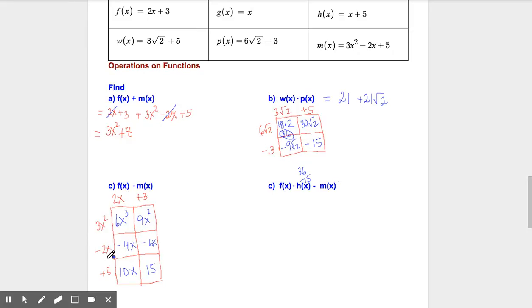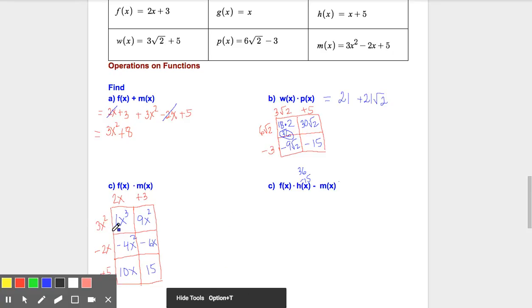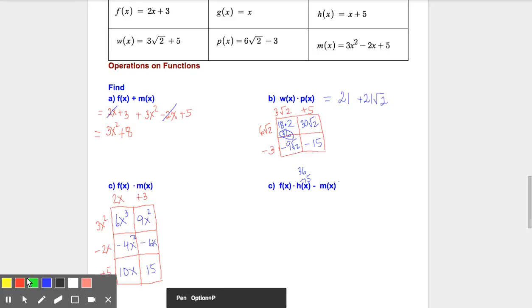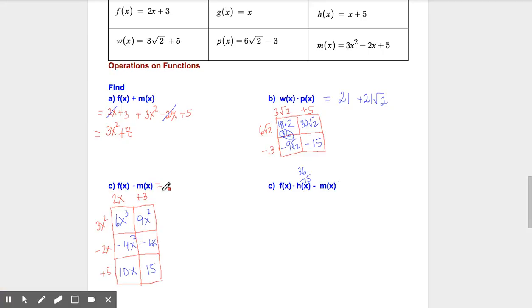Now, let's go back to this. Negative 2x times 2x is 4x squared. I forgot the square. All right, so now, let's double check. 6x cubed, 9x squared, negative 4x squared, negative 6x, positive 10x, and positive 15. So now we can find the area by adding up all of these.